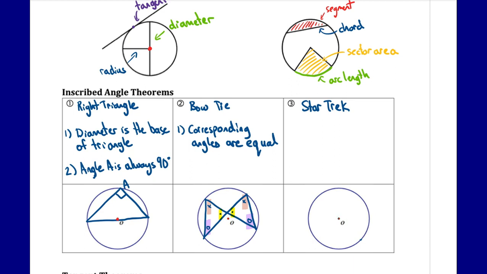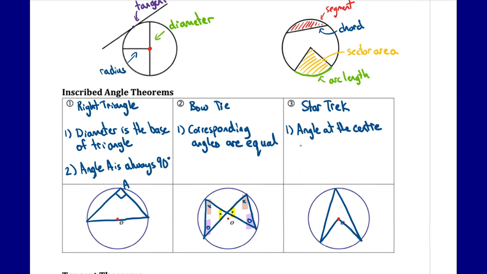And finally, the Star Trek. So if you've ever seen Star Trek, you can probably see what this is going to look like. We have basically a Star Trek symbol. So in the Star Trek theorem, this is basically saying that the angle at the center, so the angle at the center, I'll draw in the center again just so we can see it.